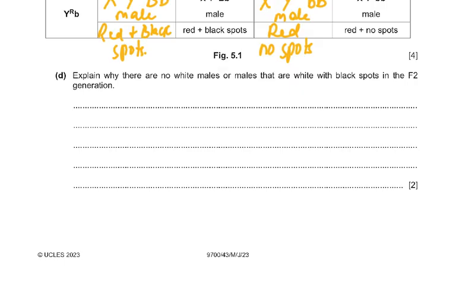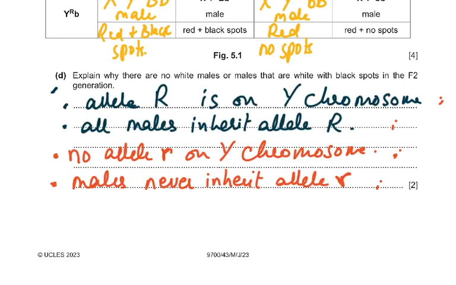Then part D of the question: explain why there are no white males or males that are white with black spots in the F2 generation. Why? Because the allele R is on the Y chromosome, so all males inherit the dominant red allele, and only Y capital R is present in the gametes. No small r is on the Y chromosome, so males never inherit the recessive white allele.